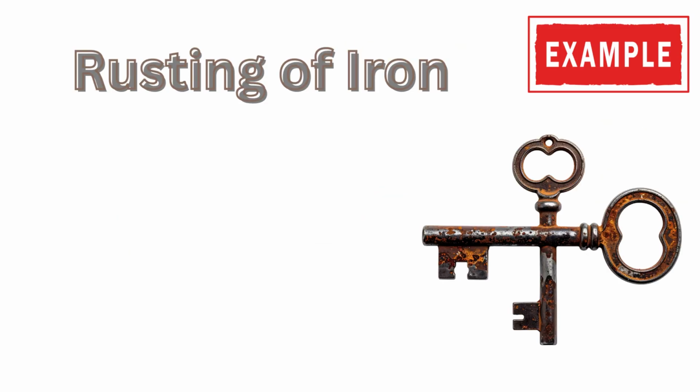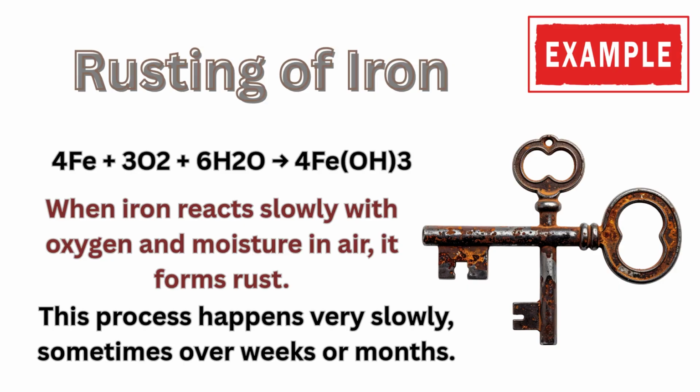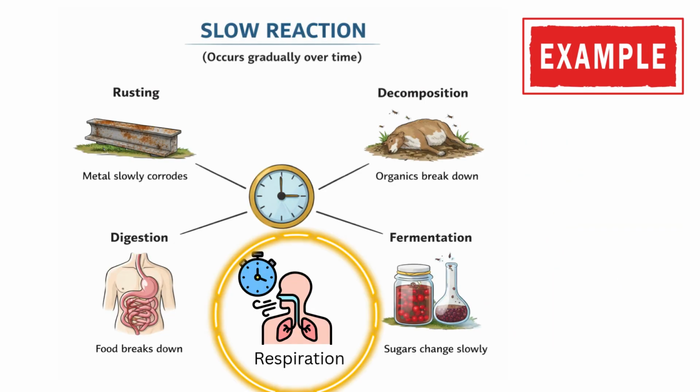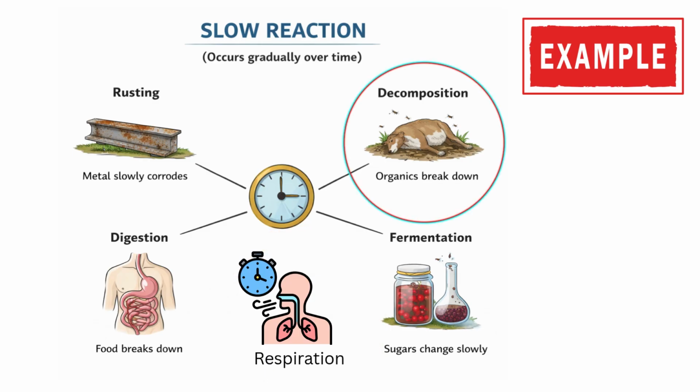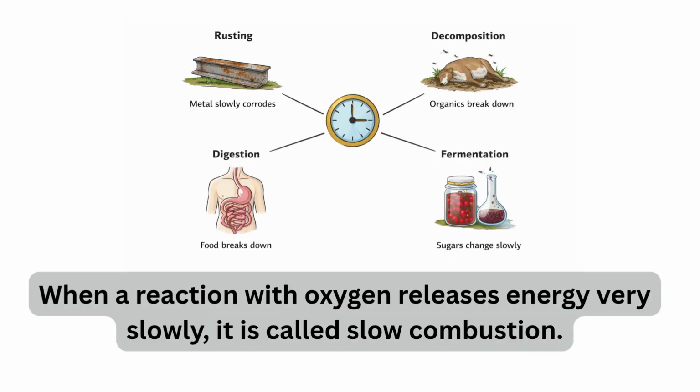Another example is rusting of iron. When iron reacts with oxygen and the moisture in air, it forms rust. This process happens very slowly, sometimes over weeks or months. Other examples are respiration in living organisms, slow oxidation of organic matter, decay of leaves in the soil, burning of charcoal slowly without flames. So when a reaction with oxygen releases energy very slowly, it is called slow combustion.